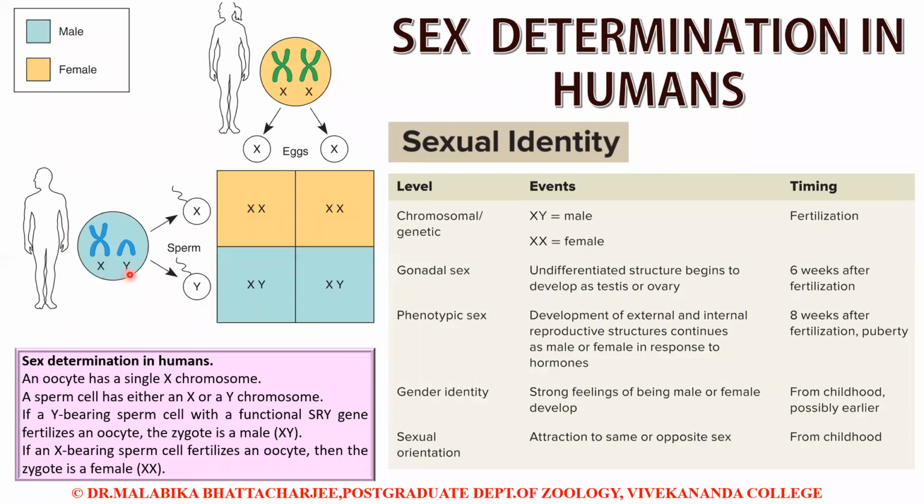So what happens? An oocyte has a single X chromosome, and the sperm has either an X chromosome or a Y chromosome. If a Y-bearing sperm fertilizes an oocyte, the zygote is a male zygote, and if an X-bearing sperm fertilizes the oocyte, the zygote is a female zygote.